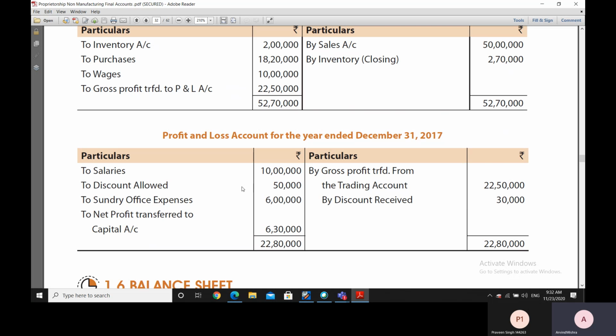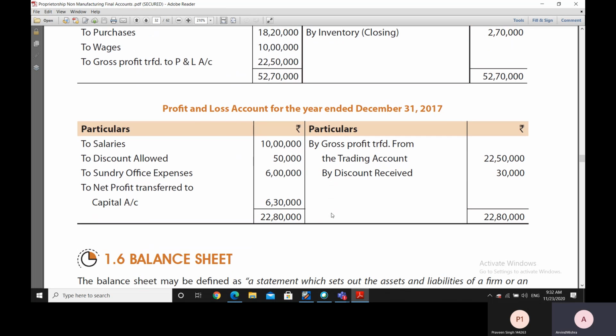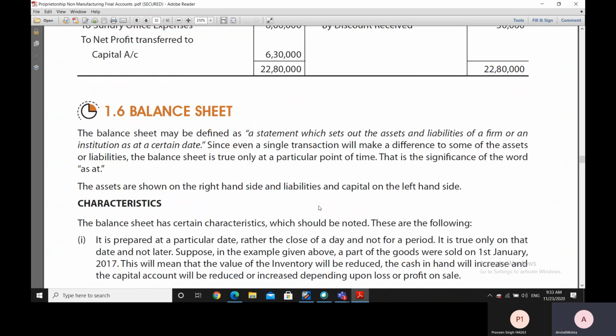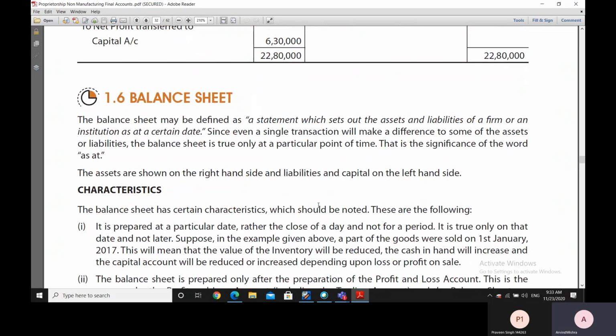Thereafter, some other entries like salary, other expenditures and receipts are debited and credited suitably to the profit and loss account, and we get a final balance of that profit of 6,30,000 rupees here, and this will be transferred to the capital account by debiting the profit and loss account and crediting the capital account with it. Now let us look at the balance sheet.